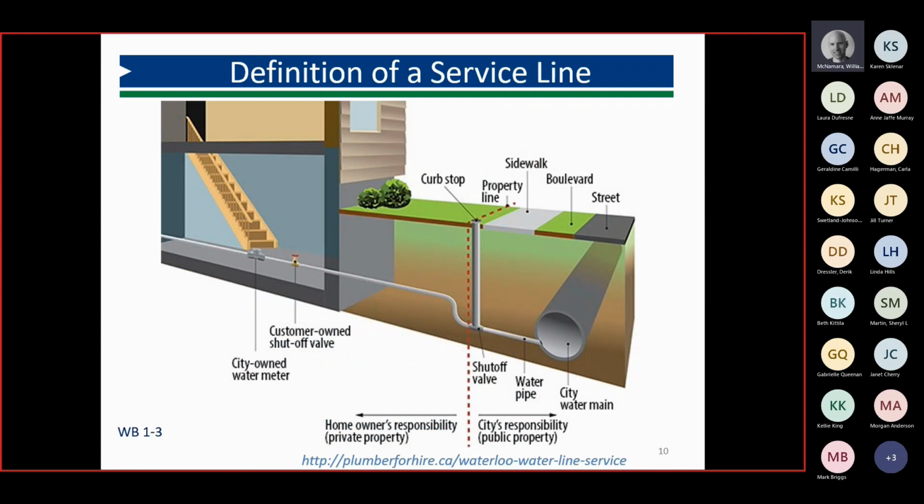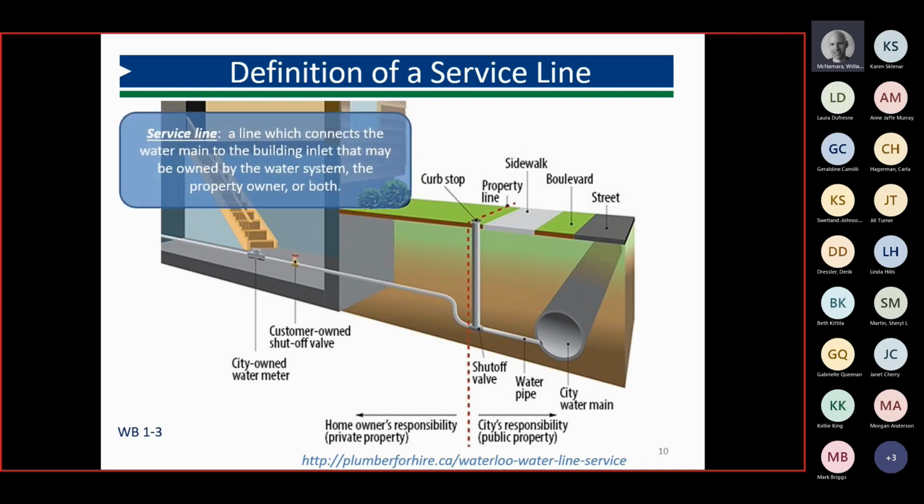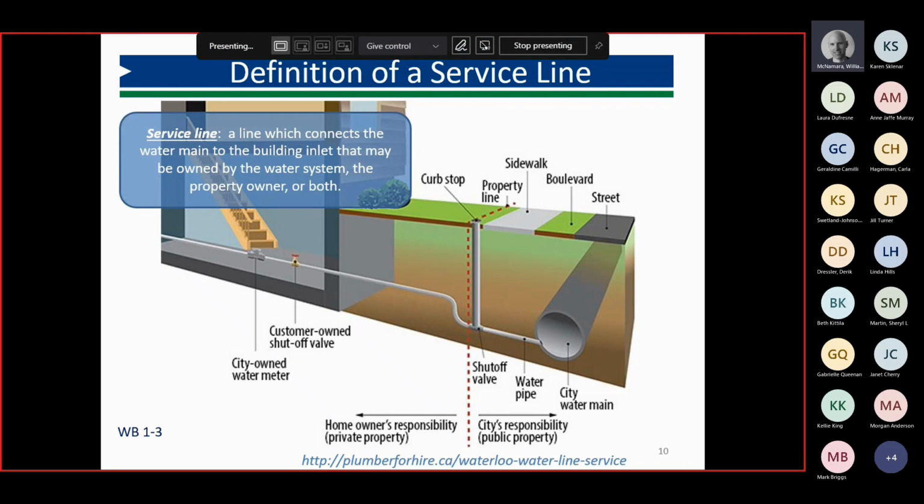All right, so moving into the service line inventories. Before we talk about what the service line inventories need to include, it's important for us to talk about how a service line is defined. So what is a service line? Per the federal regulation, it is a line which connects the water main to the building inlet, and that may be owned by the water system, by the customer, property owner, or both.